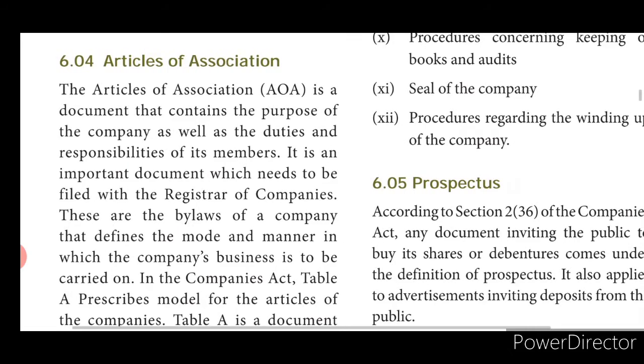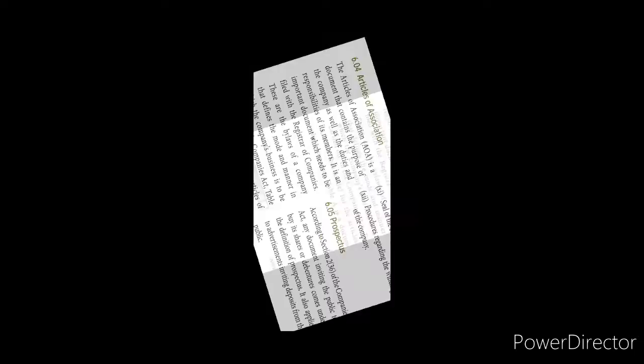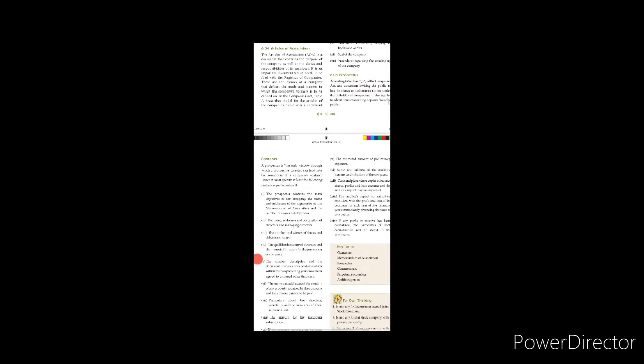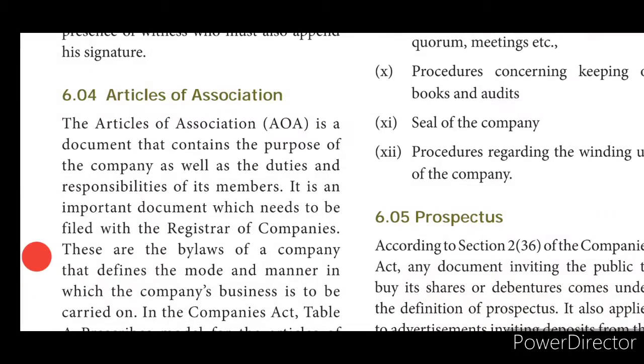The next topic is the articles of association. I already told you 2 documents are required to establish your company. The first one we already saw. So the next one is the articles of association. Let's see what we have for the articles of association.